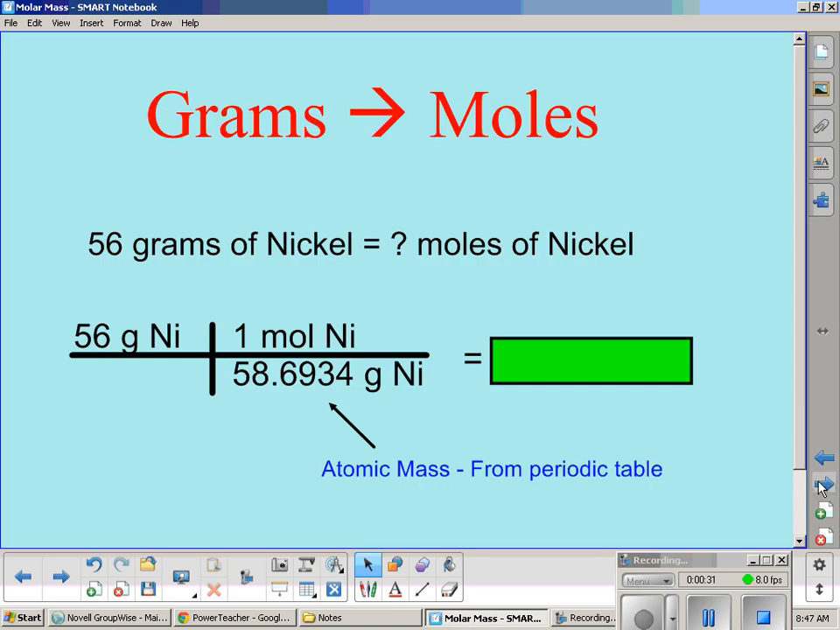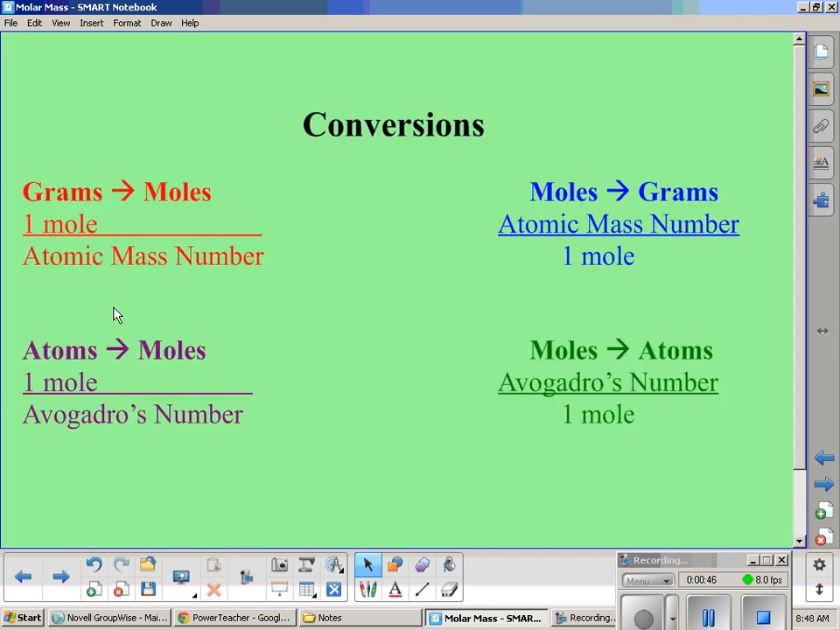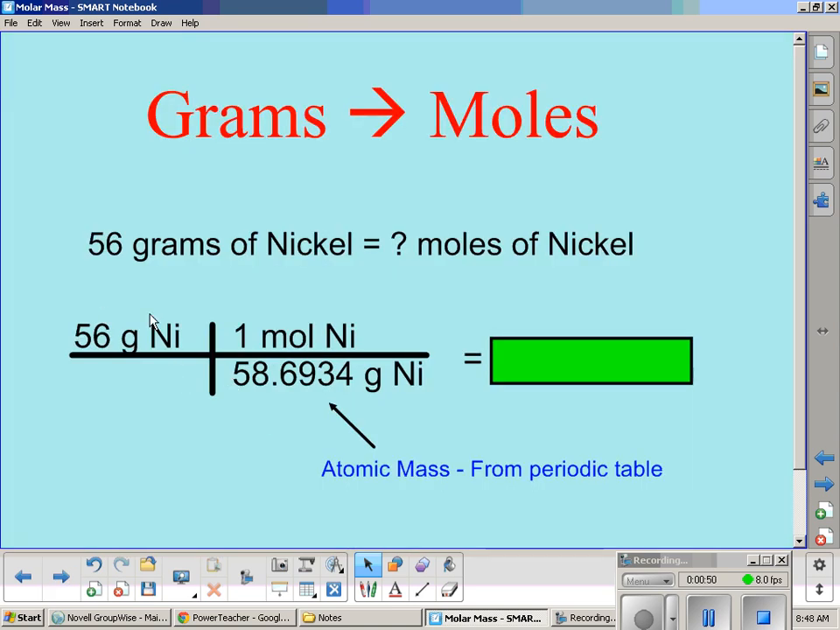Maybe we could start with just a little review, just in case you don't remember how these work. If you had a problem where you were given 56 grams of nickel, and you wanted to know how many moles of nickel, you'd have a grams to moles problem, and you would use this formula right here. You'd always start with your given, 56 grams of nickel, and then next to that you have 1 mole is equivalent to whatever the atomic mass of that element is. We're just doing a particular element here, nickel.